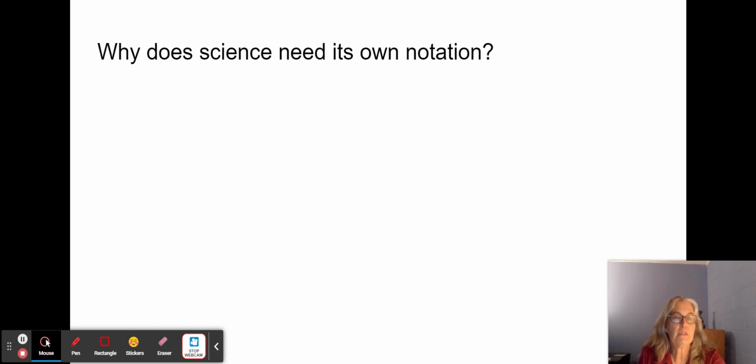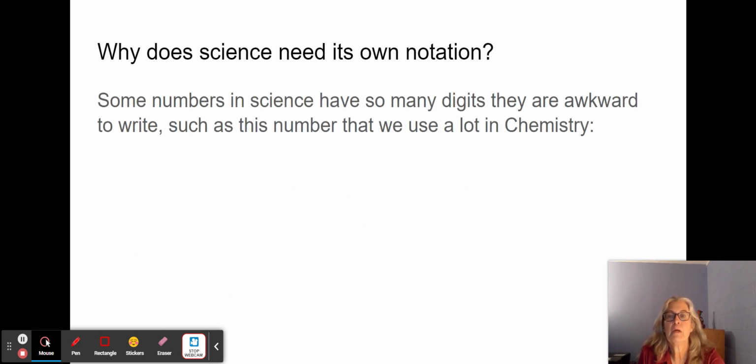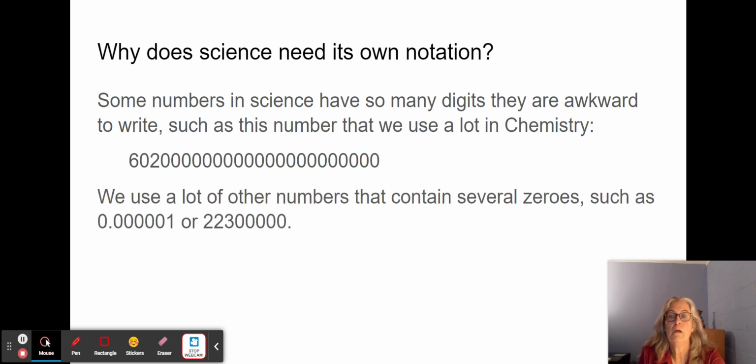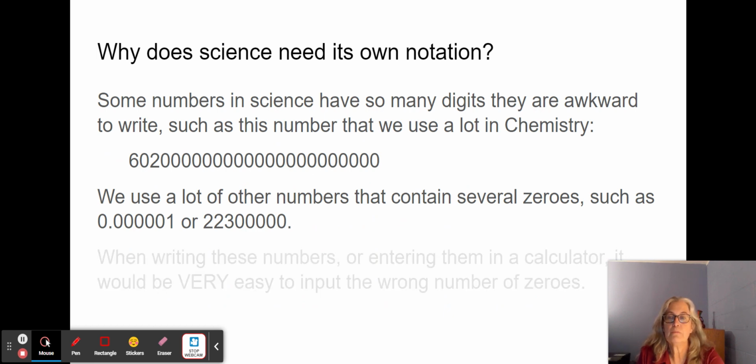Why does science need its own notation? Some numbers in science have so many digits they are awkward to write, such as this number that we use a lot in chemistry. We use a lot of other numbers that contain several zeros, such as 0.0000001 or 223,000,000. Let's see, that is 22,300,000.